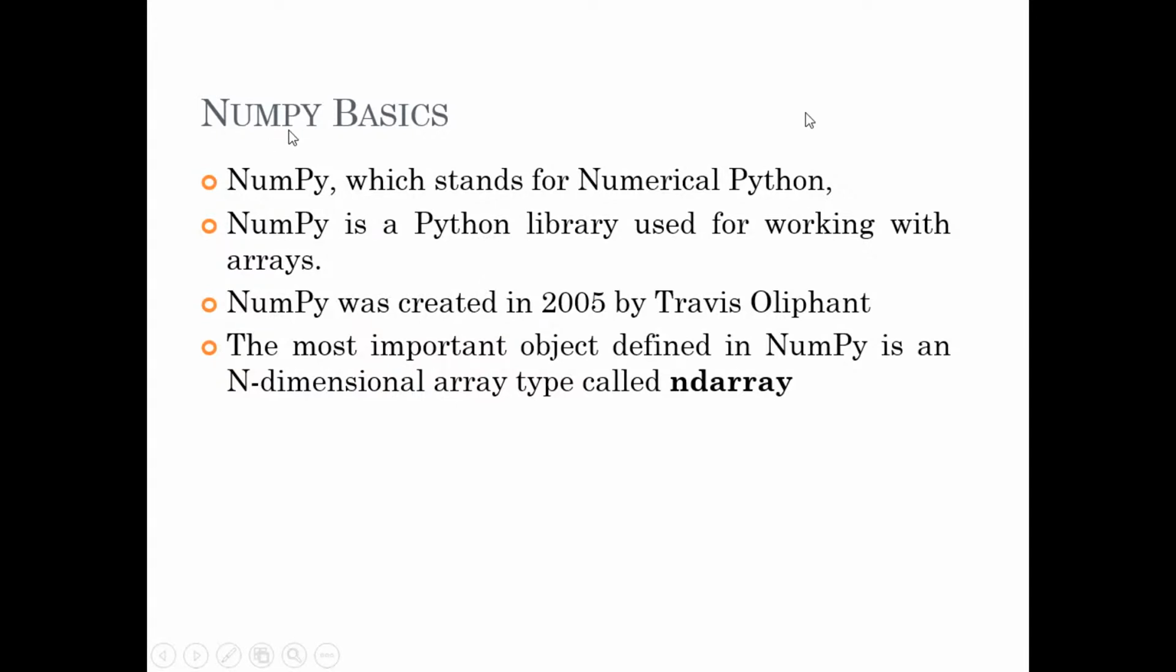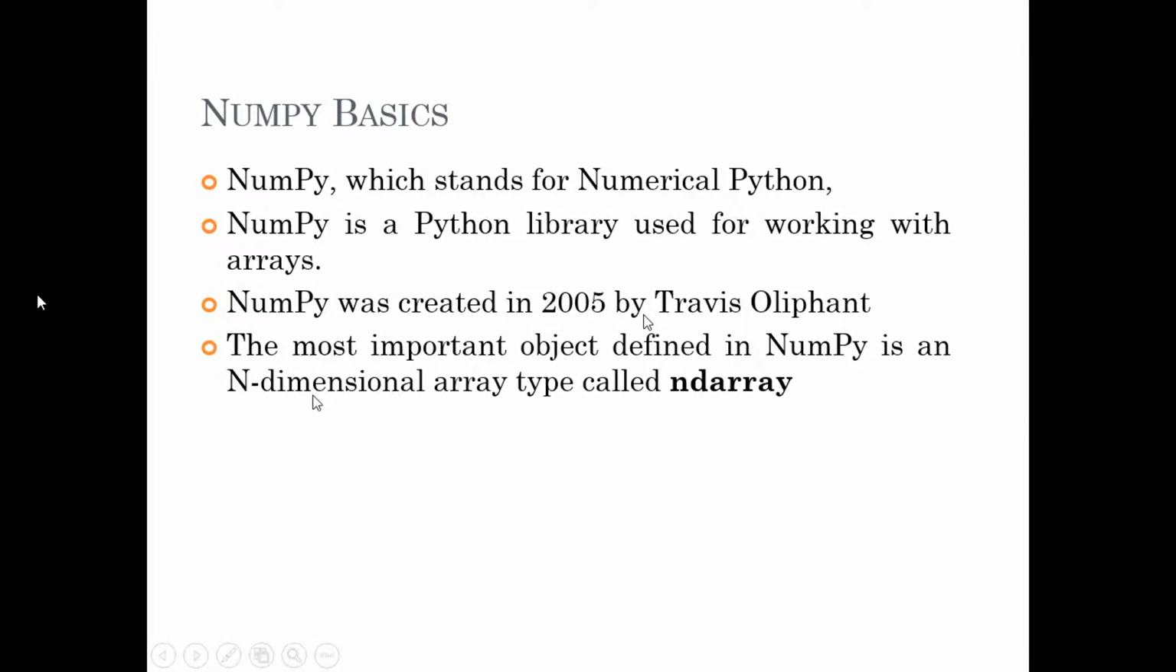NumPy, if you look at it, stands for Numerical Python. It's a Python library used for working with arrays and many other data structures. It was created in 2005 by Travis Oliphant, and it is one of the packages that has a lot to do with numerical calculations or numerical manipulation. The most important object defined in NumPy is called the n-dimensional array.